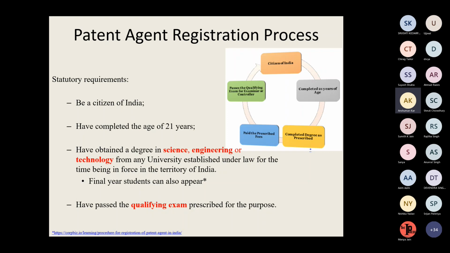Okay, so the statutory requirements are: you should be a citizen of India, have completed the age of 21 years, then have obtained a degree in science, engineering, or technology from any university established under law for the time being in force in the territory of India. Also, final year students can appear for the examination. Once they clear the exam, they have to wait for their degree documents. Once they submit the final degree documents, they will be issued a patent agent certificate. But yes, they can appear in the examination in their final year.